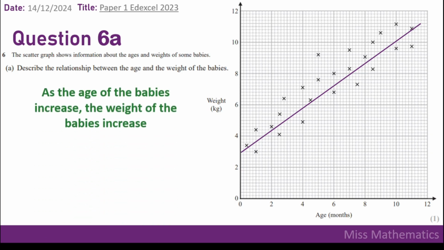Question 6a. The scatter graph shows information about the ages and weights of some babies. Describe the relationship between the age and the weight of babies. So as we can see, there's a positive correlation. And you can just say positive correlation, you get the marks. But let's be a bit more specific. As the age of the babies increases, the weight of the babies increases as well. Remember to always read off the x-axis first, because this is the independent variable. You can see this because the line is going upwards. And that's all you need to say to get the mark.